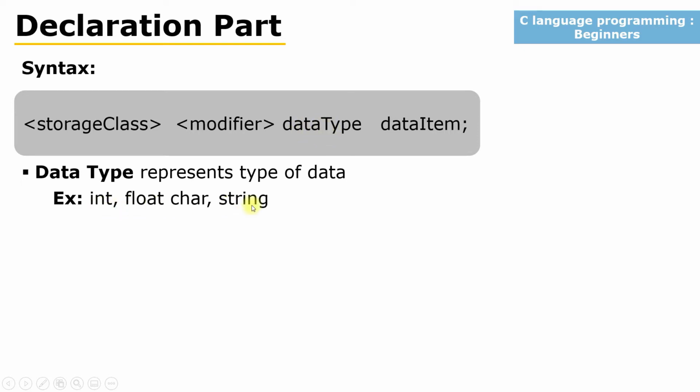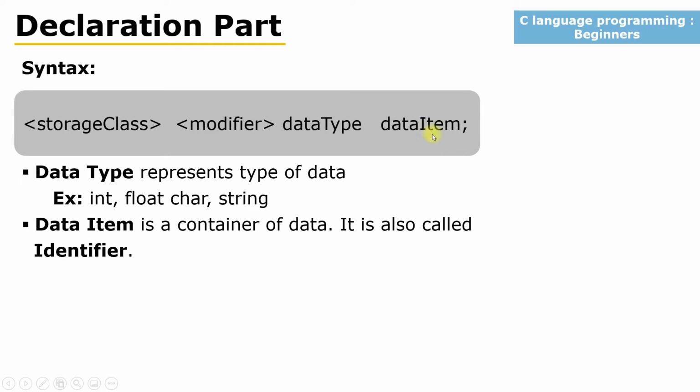These are the data types you learned. Int for taking numbers, float for taking numbers with decimals, char for taking characters. String, a group of characters, is called a string. The string data type will be formed using the char data type.